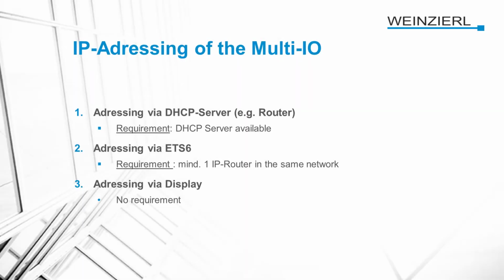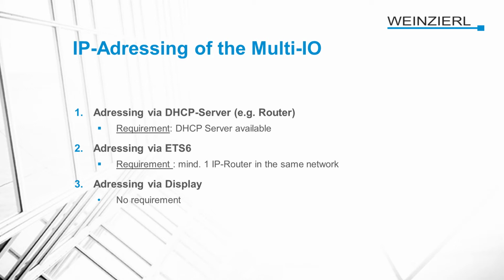The first option is that the addressing is achieved via a DHCP server. This means that after starting the multi-IO, it will automatically check if there is a DHCP server available. If this is the case, well then the multi-IO assigns the IP address which was given by the DHCP server. But what if we don't have a DHCP server in our network?